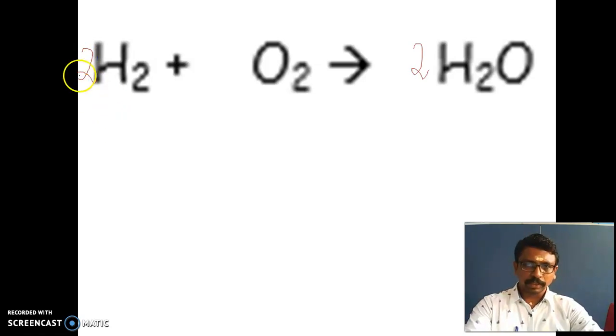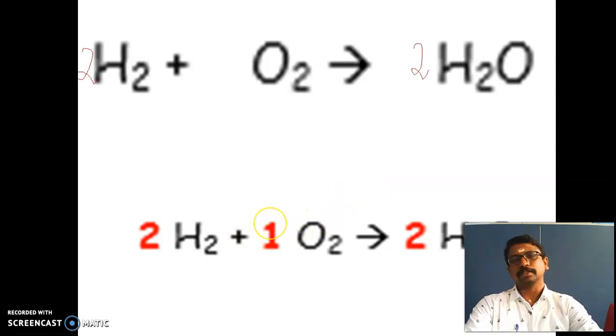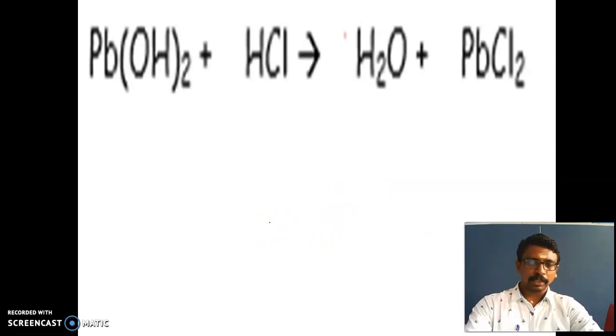So now we can see hydrogen contains 4 atoms here and here also the hydrogen contains 4 atoms, and oxygen contains 2 atoms in the reactant and in the product also the oxygen contains 2 atoms. Now the equation is balanced. We can move on to the next question.